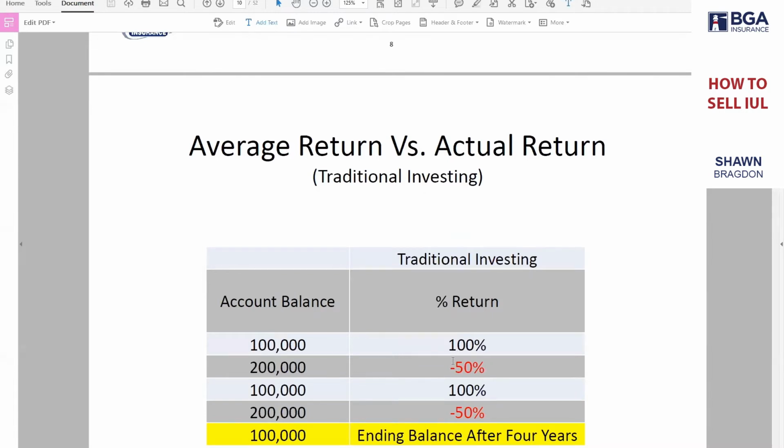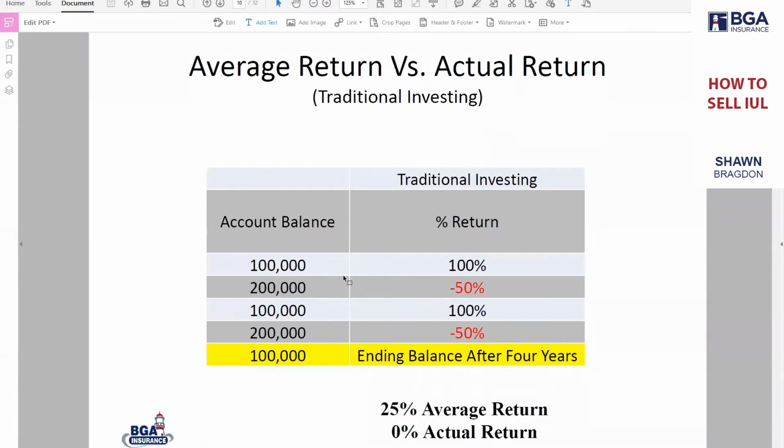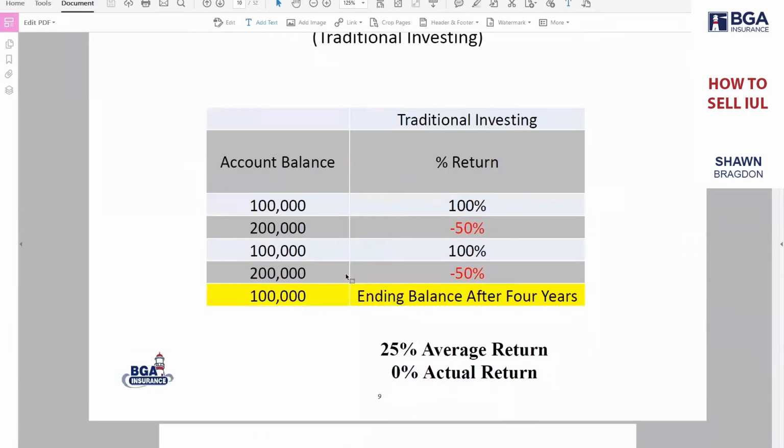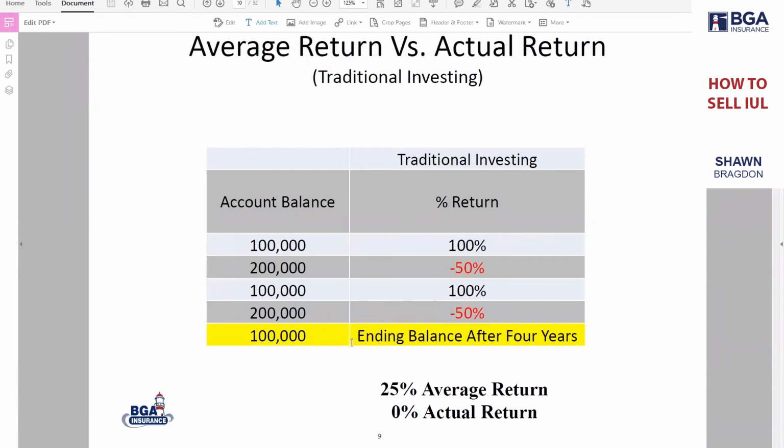Year 2, not so good, 50% loss. So you're back down to 100 grand. Year 3, a rebound year, 100% return. And then year 4, another 50% loss. So over this 4-year time frame, you started with 100,000, you ended with 100,000, you made no money. But as your money manager, I'm advertising the fact I've averaged my clients a 25% rate of return over the last 4 years. With a traditional equity investment, average returns can be very misleading.